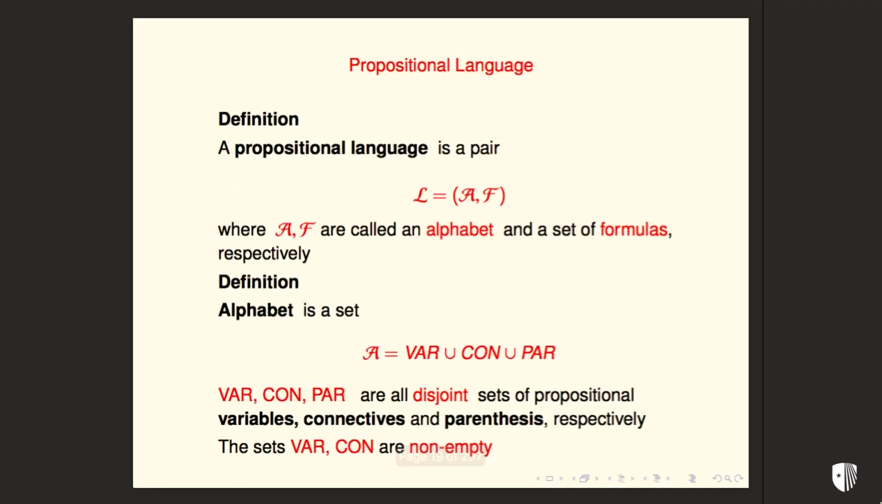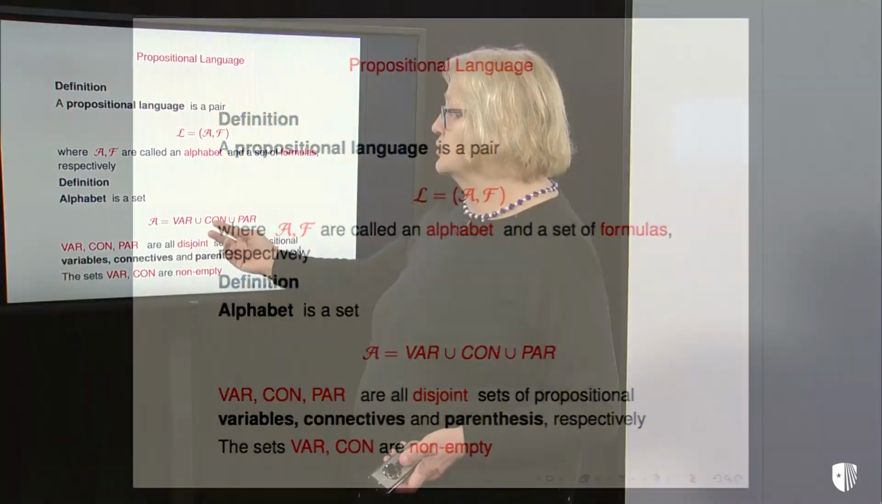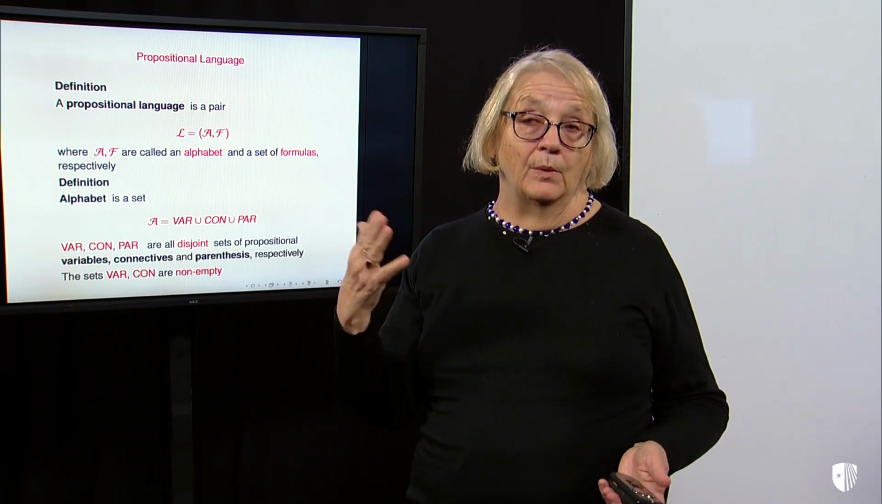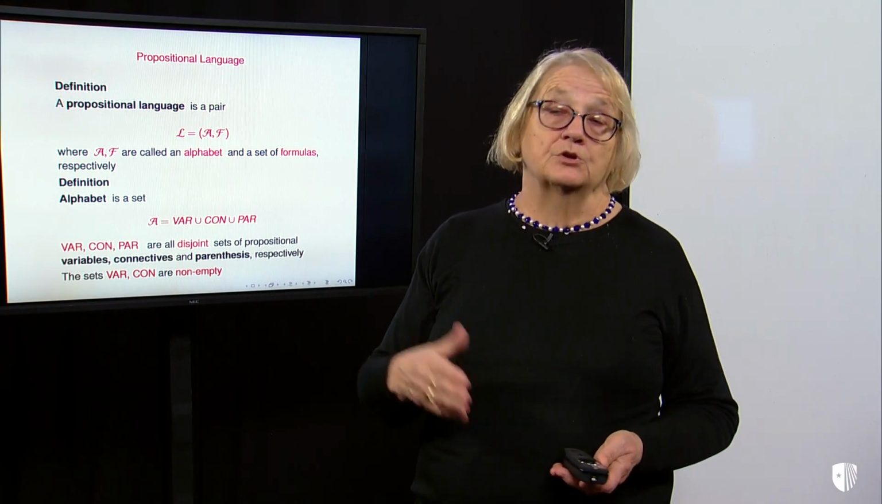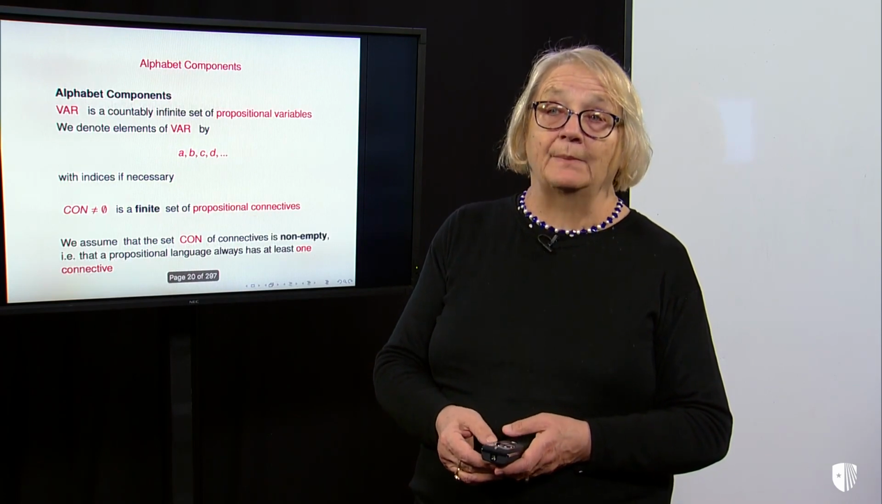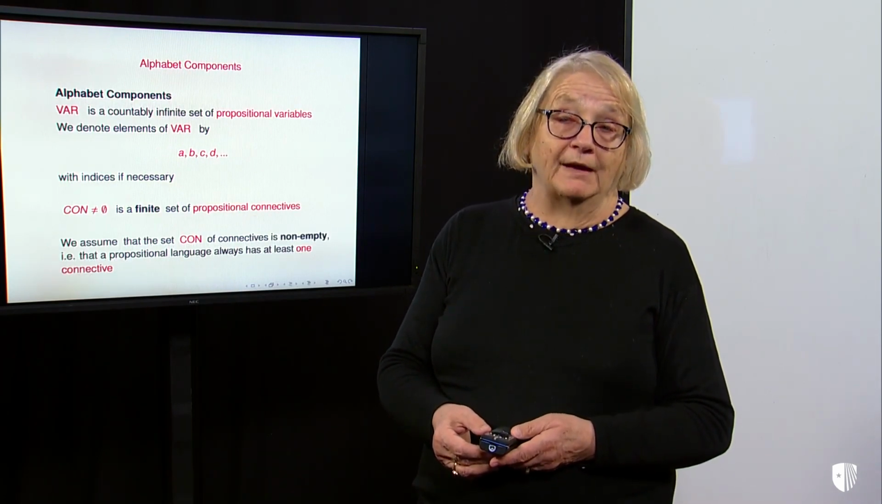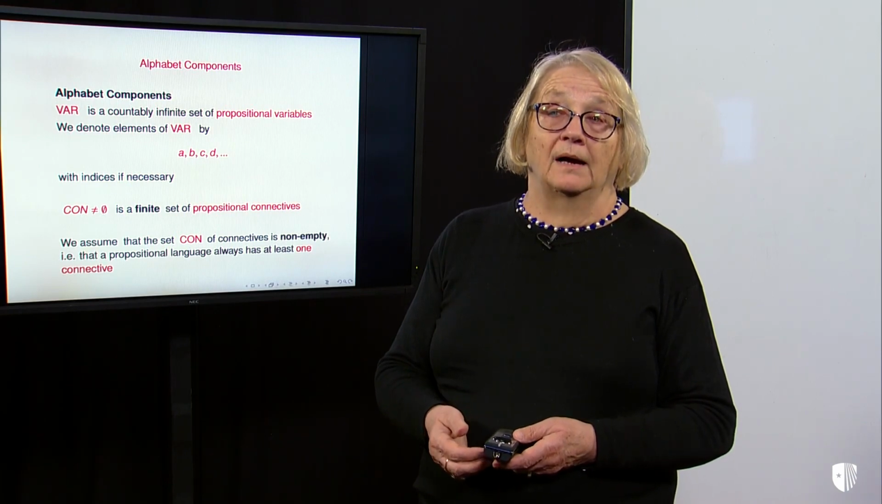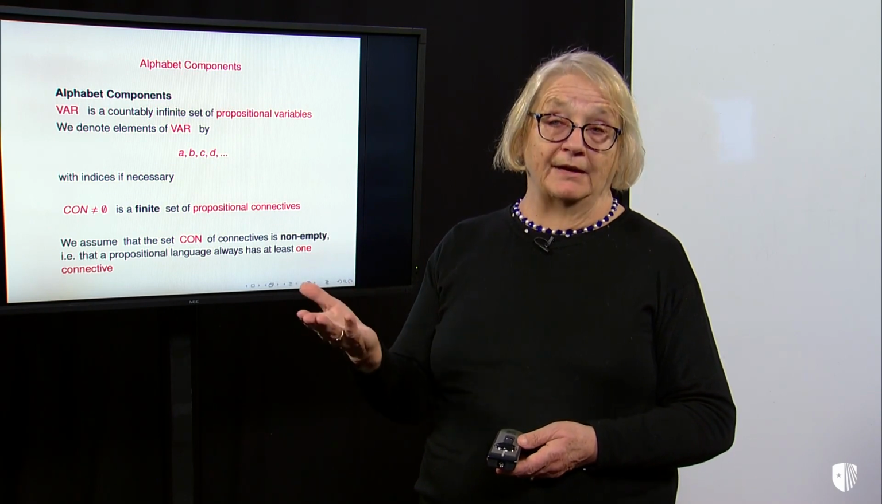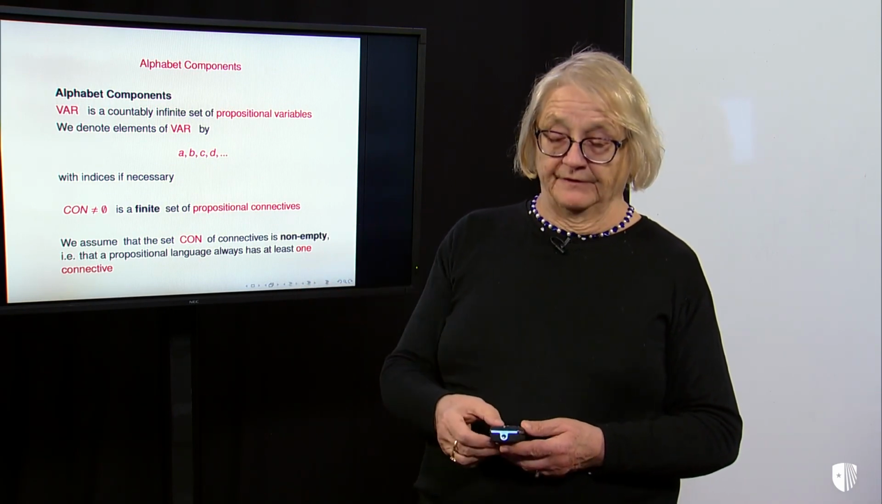And now you have the formal definition. A propositional language is a pair A and F, where A is an alphabet and F is the set of formulas. The alphabet consists of variables, connectives, and parentheses. There are non-parenthesis languages, but we use parentheses. You declare your alphabet, and it has a set of variables, which is a countably infinite, non-empty set of propositional variables.